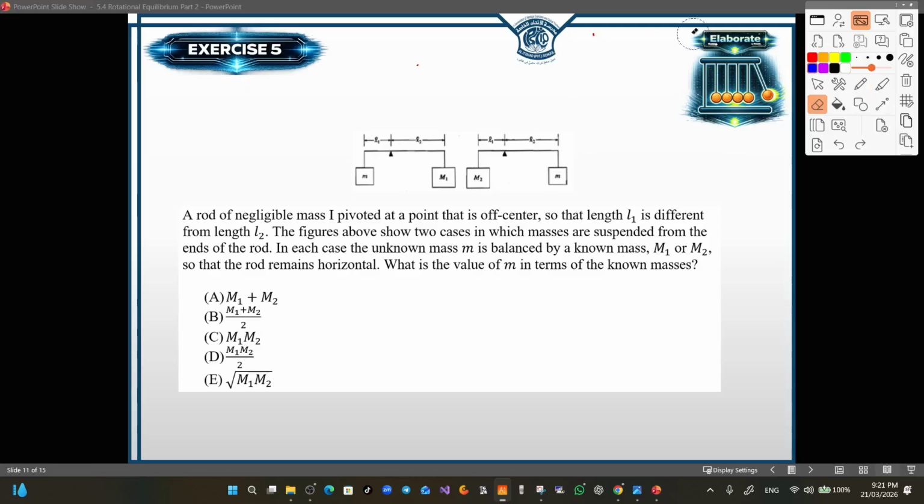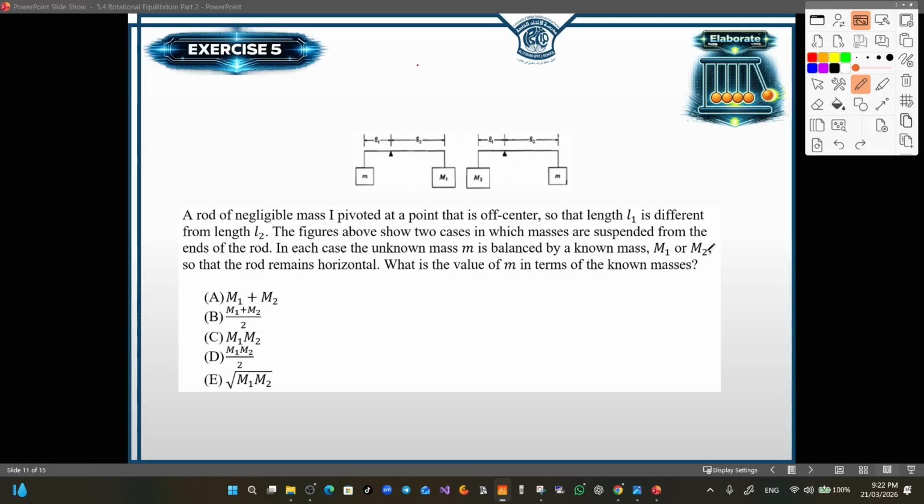Let's get started now with exercise 5. A rod of negligible mass is pivoted at a point that is off center, so the length L1 is different from the length L2. The figures above show two cases in which masses are suspended from the ends of the rod. In each case, the unknown mass M is balanced by a known mass M1 or M2.